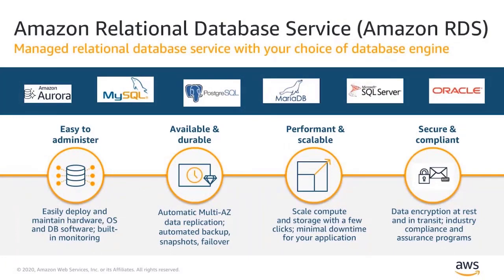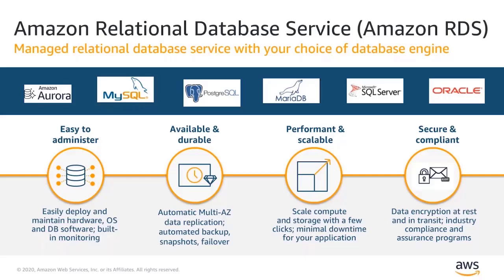Now, RDS, Relational Database Service, is the AWS managed database service that we launched back in 2009. And today it provides support for 7 different engines. The 2 Aurora engines, Aurora MySQL and Aurora Postgres, plus 3 open source engines, MySQL, Postgres, and MariaDB, and 2 commercial engines, SQL Server and Oracle.